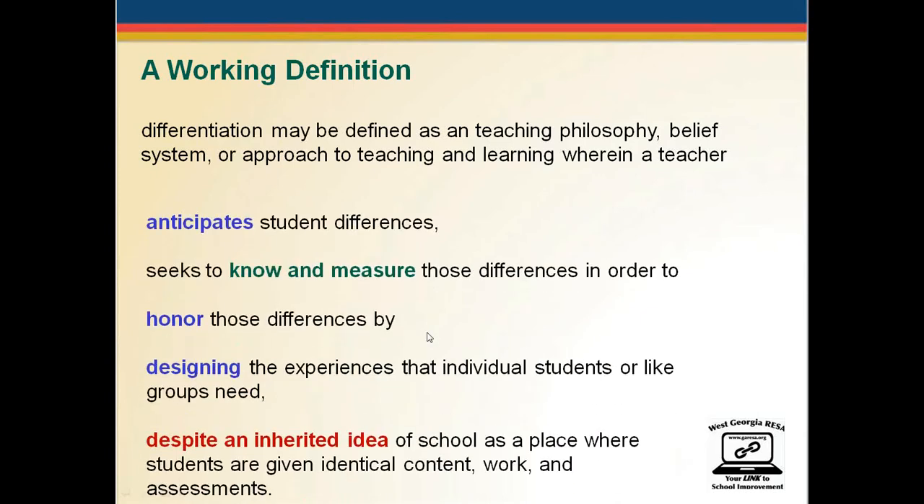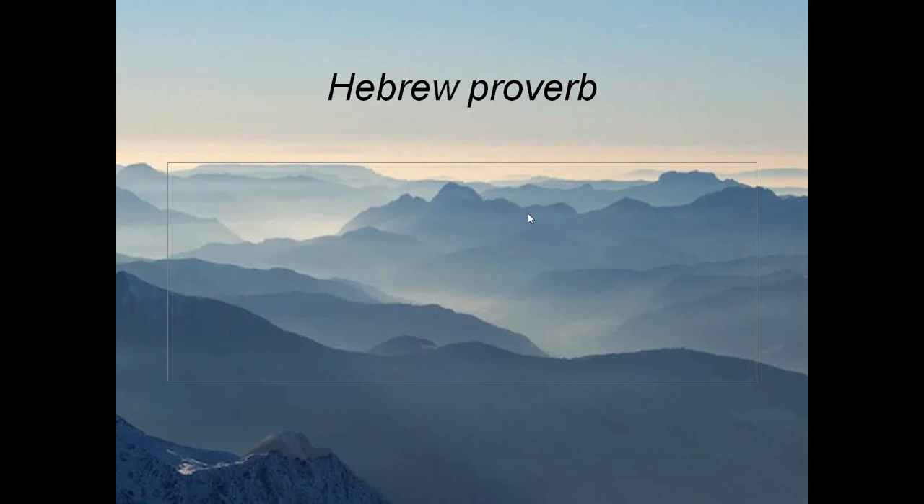But basically, it's when a teacher anticipates that students are different, knows that because of those differences he or she is going to have to measure and know those differences, and then decides to honor them by designing experiences that individual students or like groups need, and to do all of that in spite of the fact that we have inherited a strong belief and a strong previous system that school is a place where students are given identical content, work, and assessments. That's the paradigm we come from as adults, and so we have to work against that.